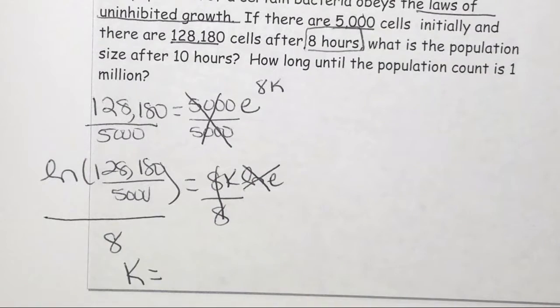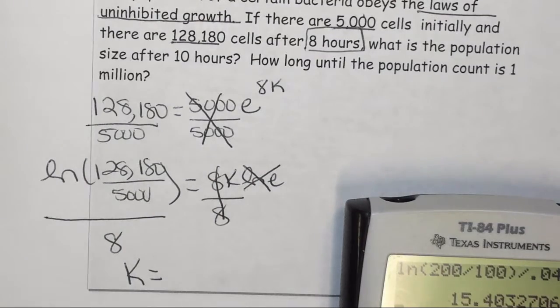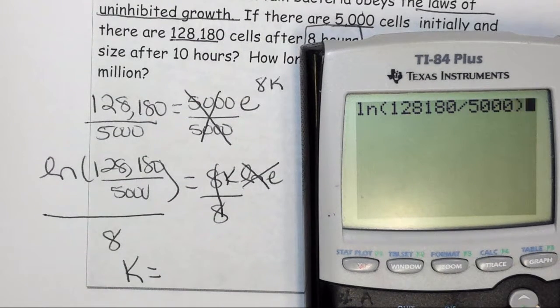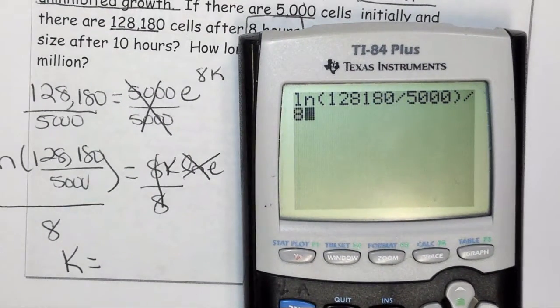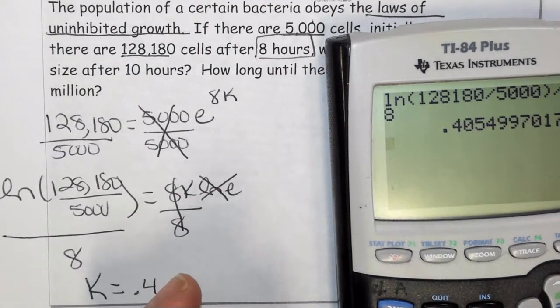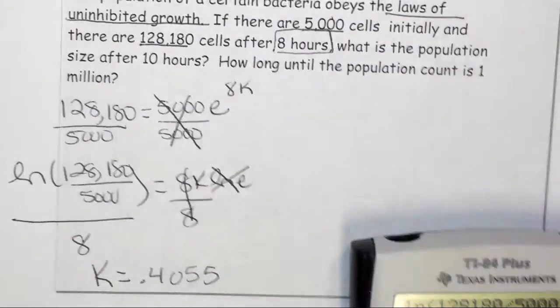K is a percent, so I want 4 numbers after the decimal. So when we type this one in, we want to put 4 numbers after the decimal. So ln of 128,180 divided by 5,000. Make sure you close those parentheses and then divide it by 8. So 0.405, I'm going to round up 5.